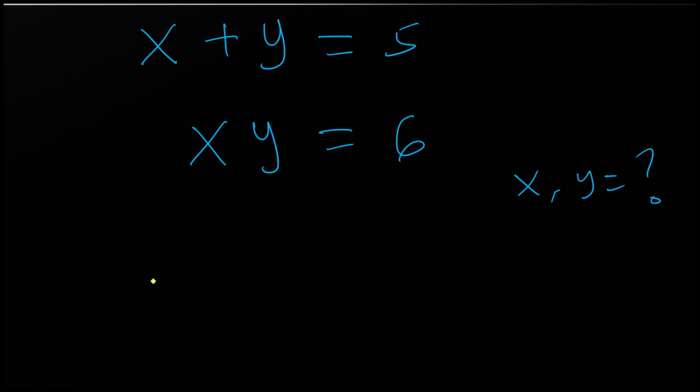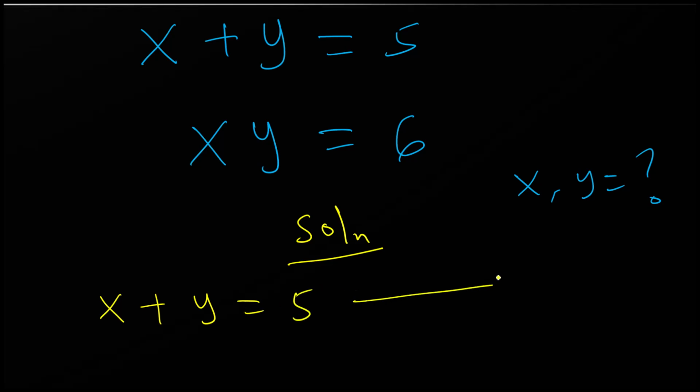Now let's solve for x and y here. Given x plus y equals 5 and xy equals 6. Solution. Okay, so let's name the first one equation 1. x plus y equals 5 and xy equals 6.